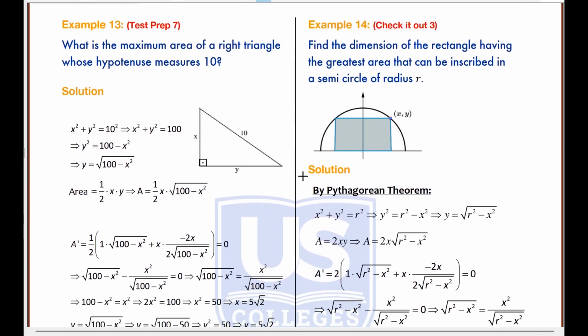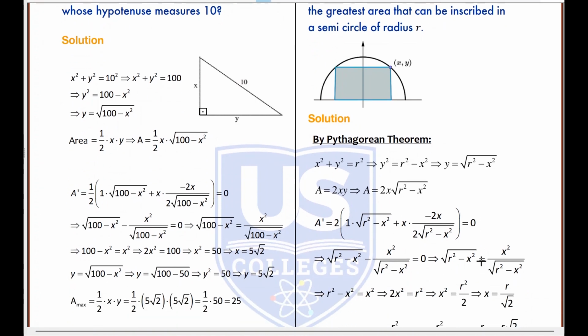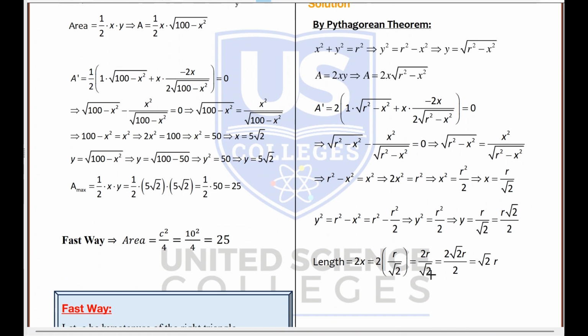Another type, check it out, 3 in the book. Find the dimensions of the rectangle having the greatest area that can be inscribed in a semicircle of radius r. So by using the same method in this question, we can form a right triangle here, use the Pythagorean theorem, write x in terms of y or y in terms of x, and substitute it back in the area formula, take the derivative. Again, since it involves radicals, we need a lot of simplification, so it takes time.